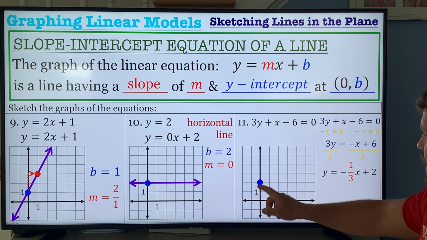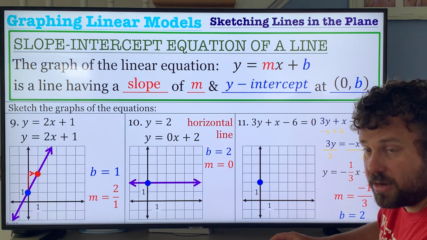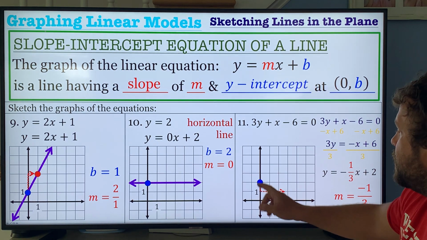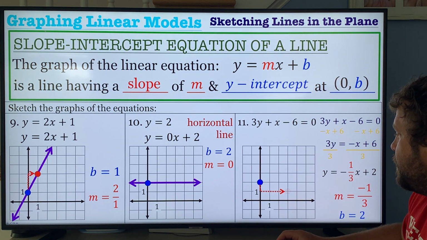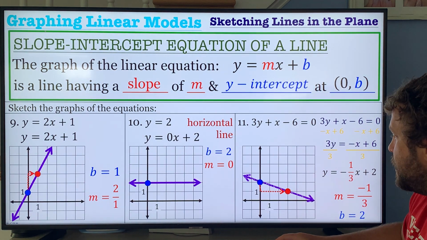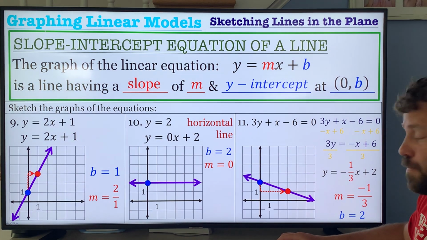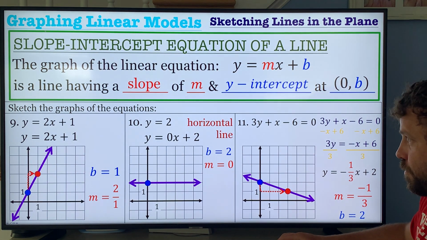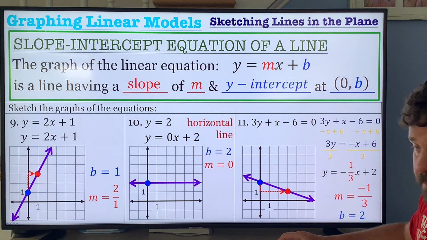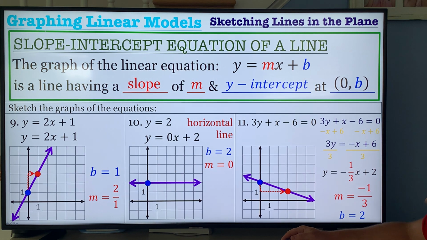Negative 1/3 means down 1 to the right 3. Positive means up, negative means down, and you always go to the right. So down 1 to the right 3, put my second point. And once again, like I said, connect the dots. La la la, right? Connect the dots. And we're good. Pretty cool, right? Pretty easy. I think so. You think so too.